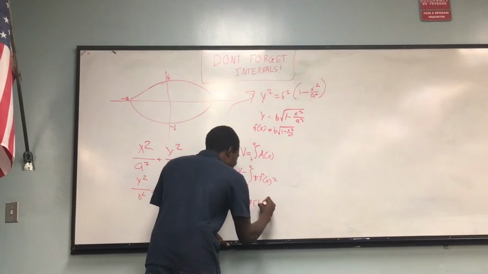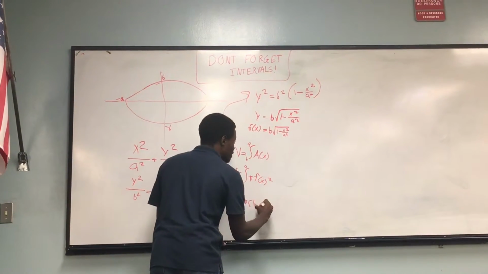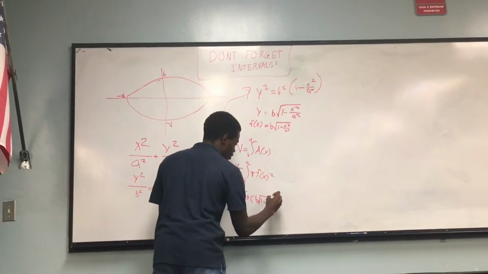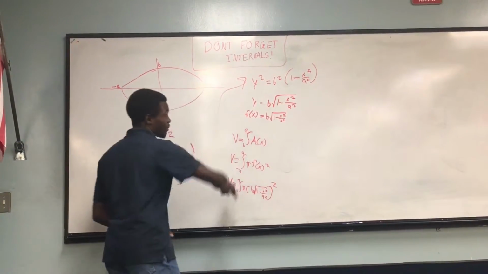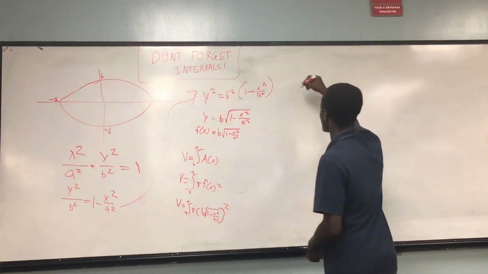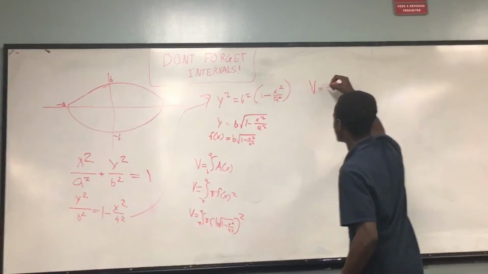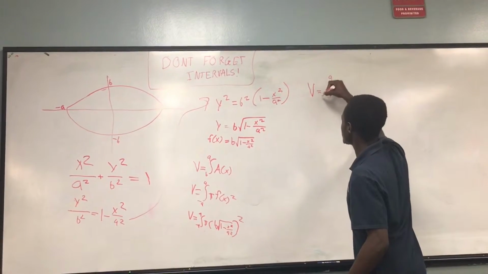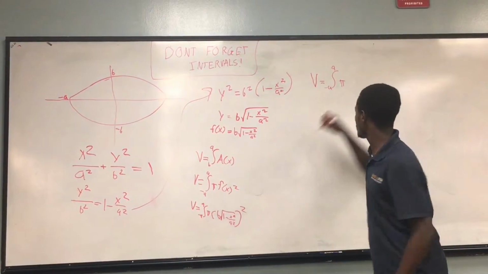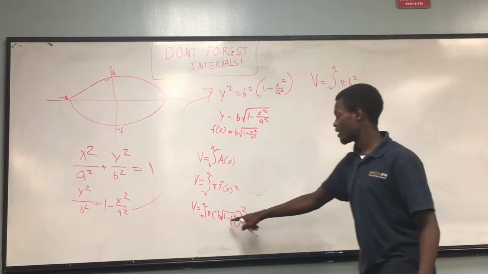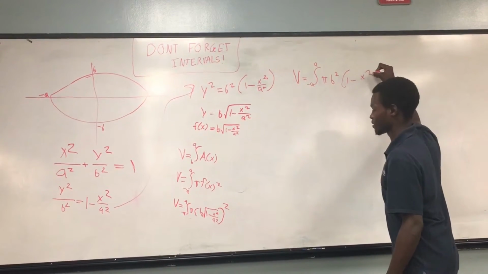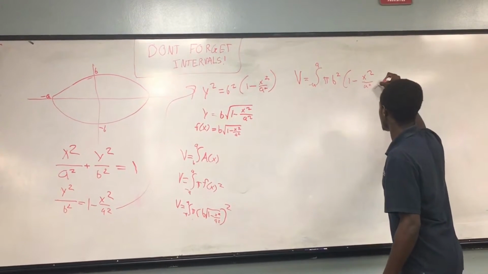I'm gonna plug in the f of x: b times the square root of 1 minus x squared over a squared. This is a little small, I apologize. And that squared. Now I'm gonna make it bigger over there. We're gonna simplify this little part right here. That gives us V is equal to the integral from negative a to a of pi, simplifying this, that gives b squared, and then this radical goes away. So we're gonna put this in parentheses, 1 minus x squared over a squared.